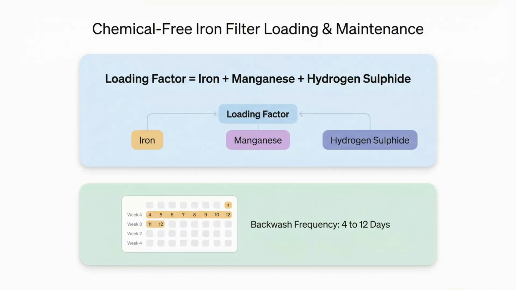For chemical-free iron filters, sizing depends on the flow rate and the total concentration of iron, manganese, and hydrogen sulfide. You simply add their parts per million together to get the loading factor. By multiplying this factor by the daily water usage, you find the daily removal requirement, which helps you determine if the filter needs backwashing every 4 to 12 days.